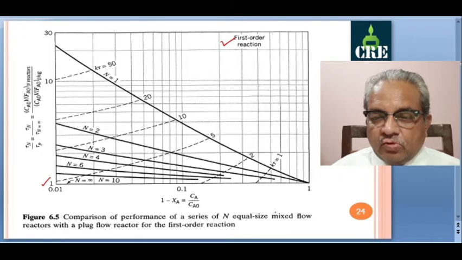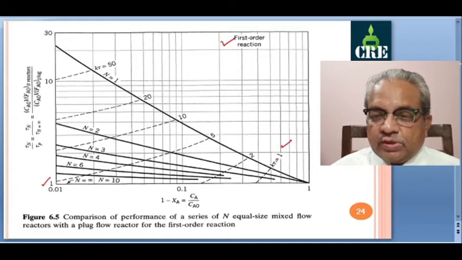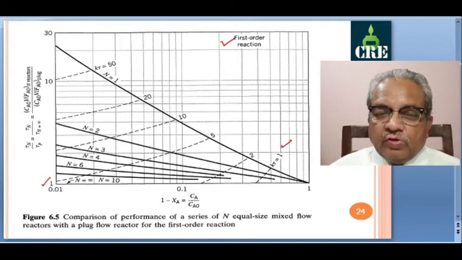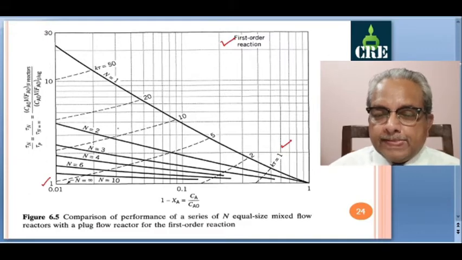Comparison of n equal size mixed flow reactors with a plug flow reactor. And for first order reaction, k tau, this dimensionless variable which characterizes first order reaction, k tau is equal to 1, 2, 5, 10 and 20. As k tau increases, this is the representation. Okay.